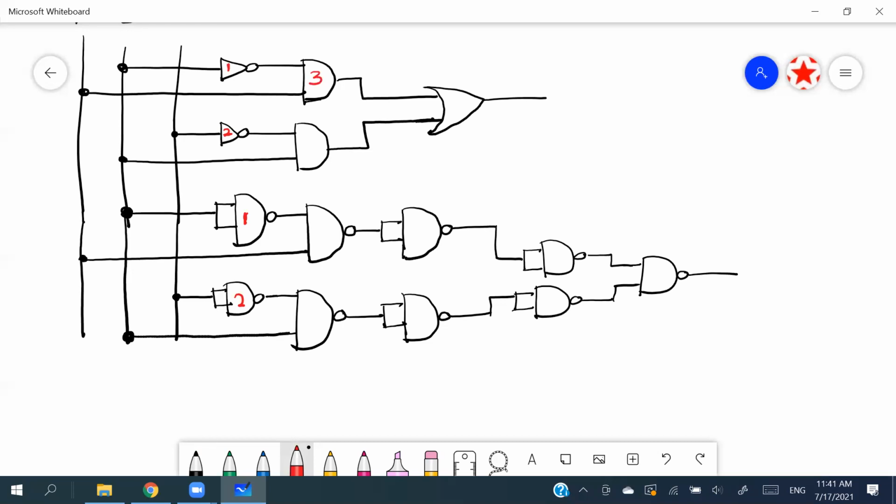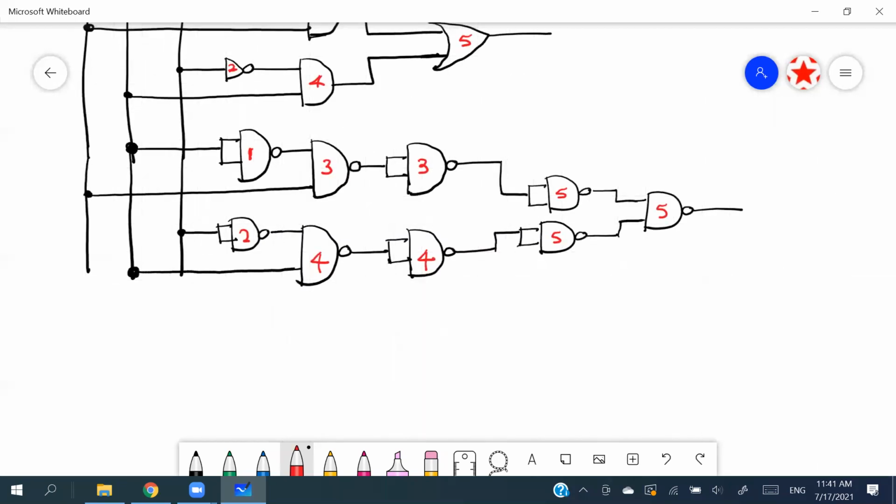And this is the third gate, and this represents the third gate. And if this is the fourth gate, this represents the fourth gate. And this is the fifth gate. These three things represent the fifth gate, right? So that is how we are going to draw the NAND circuit, or the circuit only by using NANDs.